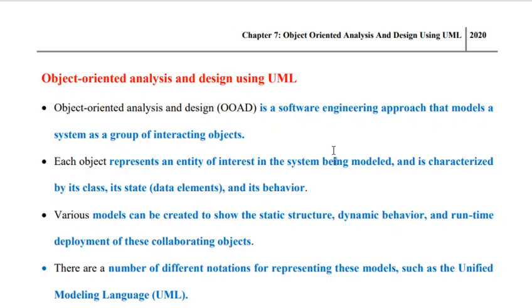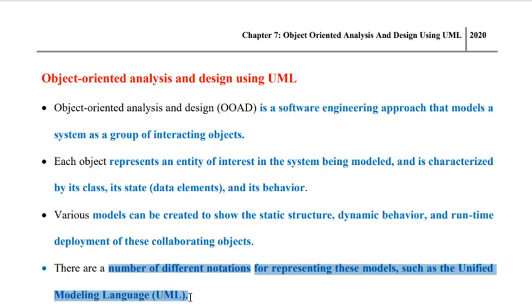Now there can be different types of models that may be created that represents the system, right? Again, the models can be static in nature. The models can be dynamic in nature, or model may represent runtime deployment. So various models can be created that shows the structural aspect, the behavioral aspect, and the runtime deployment aspect. Now, in this chapter, what we will be learning about is ways for creating different types of models using a representation platform that is called as Unified Modeling Language.